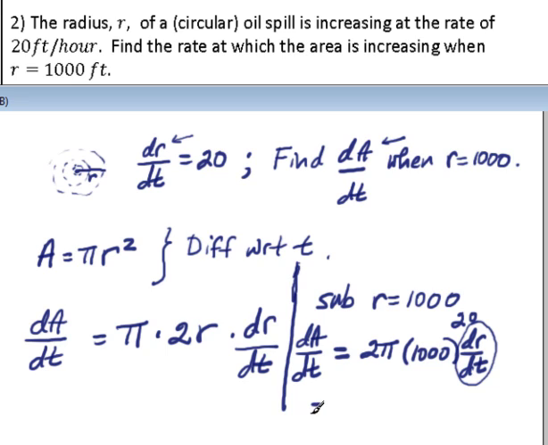Okay, so dA/dt when r is equal to 1,000 is equal to 2 pi times 1,000 times 20. So that's 4,000 pi. And what are the units over here? Well, let's see, the units are feet per hour. So we're talking about area changing. Area is measured in square feet, so that would be square feet per hour.